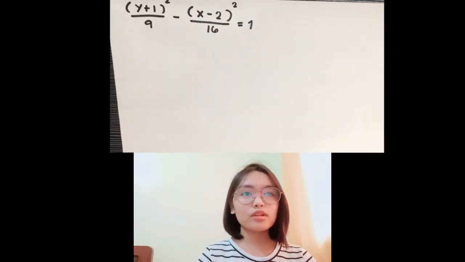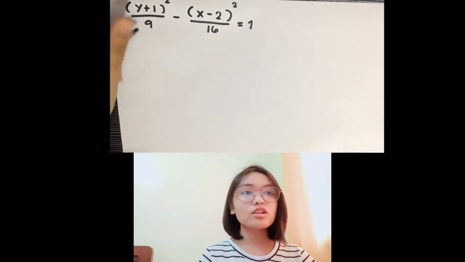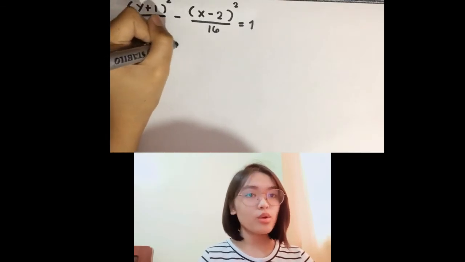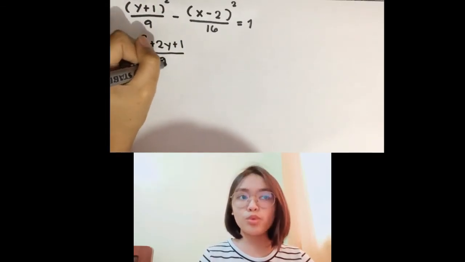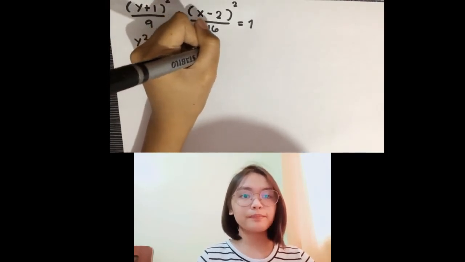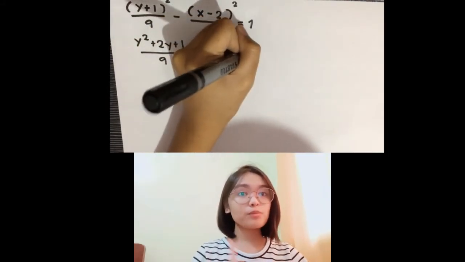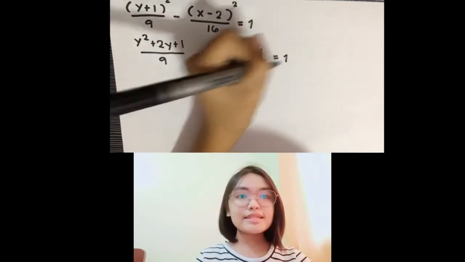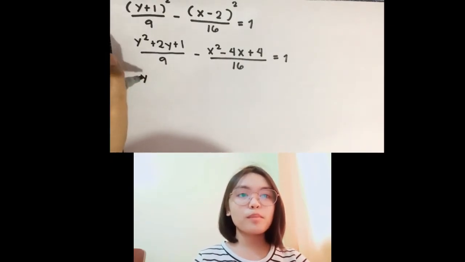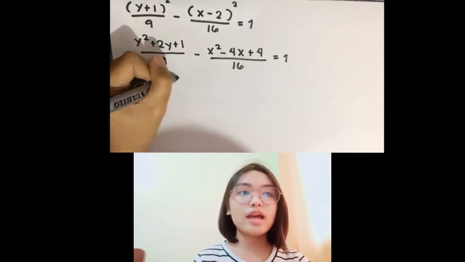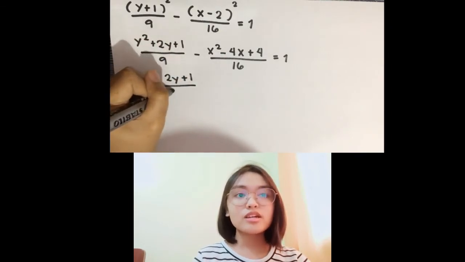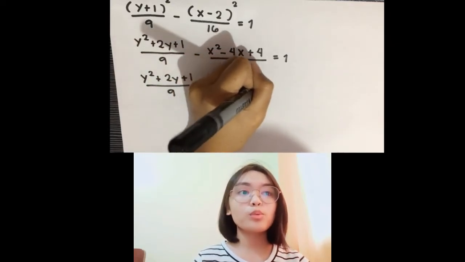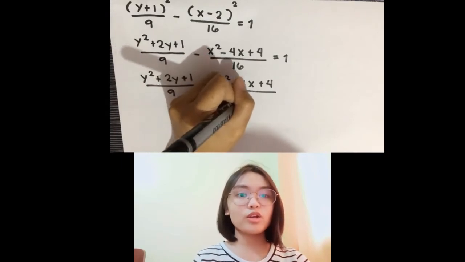The second example is also about changing a standard equation to its general form. From this example, we have (y plus 1) squared over 9 minus (x minus 2) squared over 16 equals 1. Step 1 is to expand the squares in the equation. Step 2, rewrite the whole equation from above and multiply the LCD to both sides of the equation. To find the LCD, we just have to multiply the denominators 9 and 16. Then we come up with 144 as the LCD of the equation.